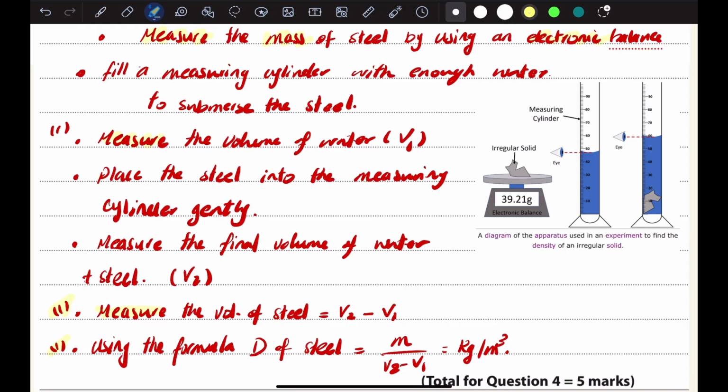And as I told you, we avoid splashes, so we have to drop the object gently into the measuring cylinder. Measure the mass before the volume, because the object might be wet, and later on you would measure the mass with water. So it is preferable to measure the mass of the steel first, then go for the displacement method. So this is the end of this question. We get 5 marks, 5 out of 5.